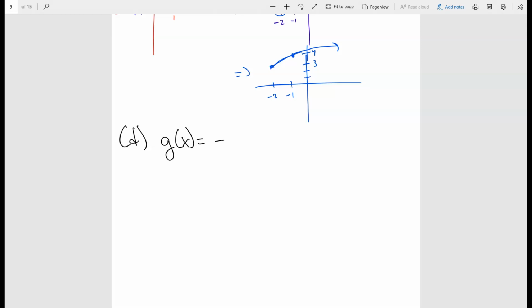Let's do a negative. Then let's do a 2 here. 2x plus 1 cubed minus 1. Let's say we had something that looked like that.